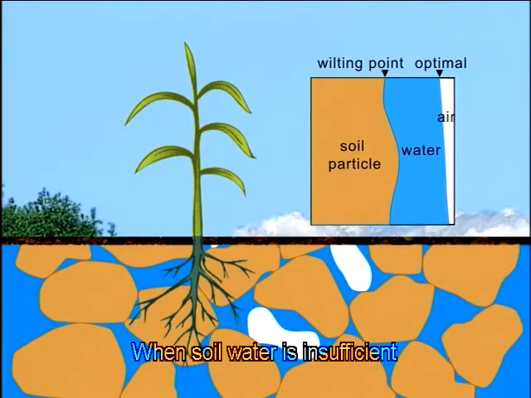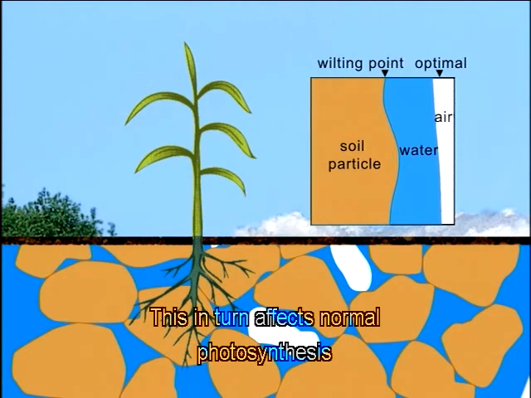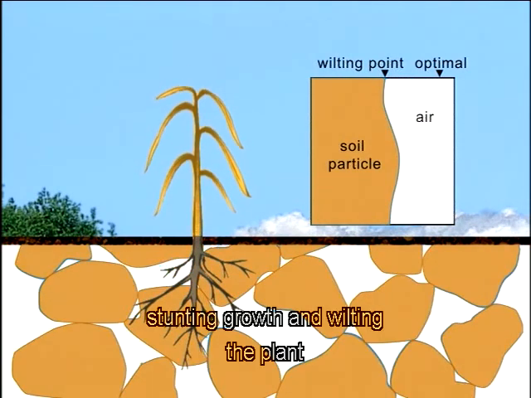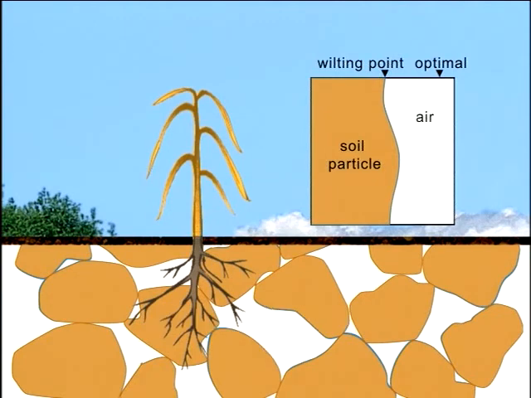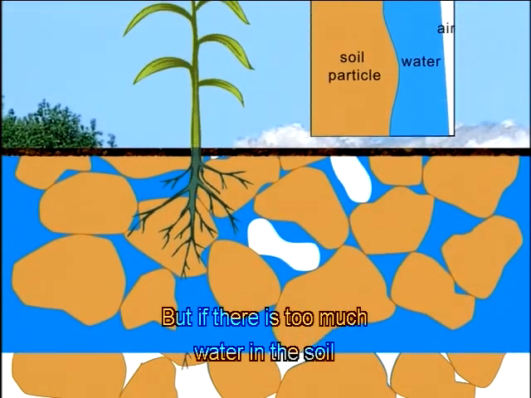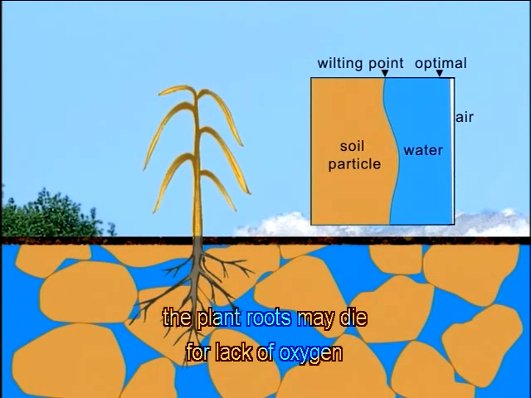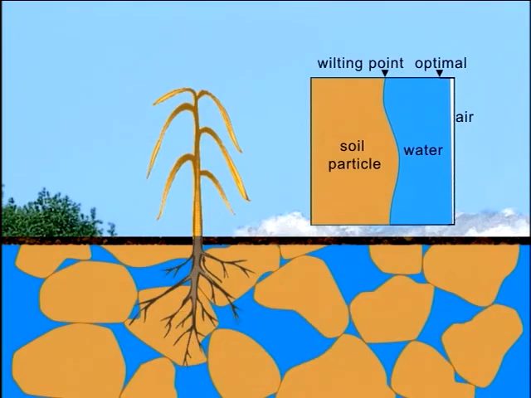When soil water is insufficient, plants absorb less water. This, in turn, affects normal photosynthesis and respiration processes, stunting growth and wilting the plant. But if there is too much water in the soil and the soil is unable to expel this surplus, the plant roots may die for lack of oxygen.